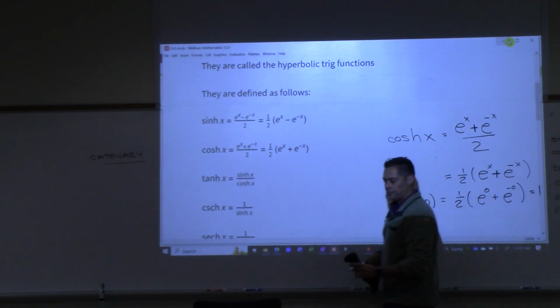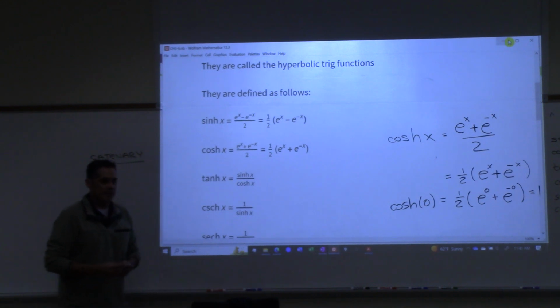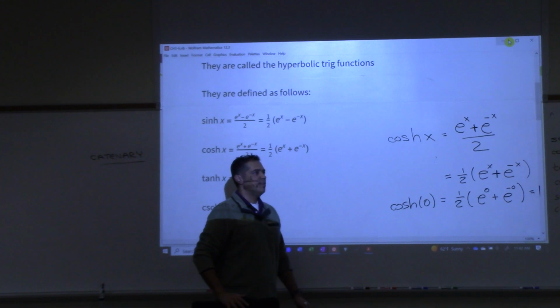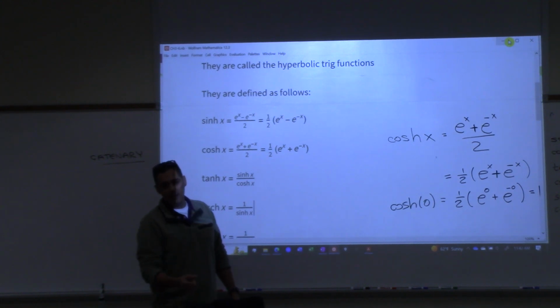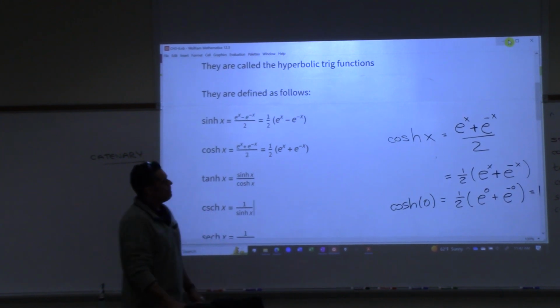Okay? e to the power of 0 is 1? Yes. Is that true for e or true for everything? Any number to the 0 is 1, except for 0 to the 0, which is undefined. Unless you're taking a limit and you get 0 to the 0, then you have to do logarithmic stuff.